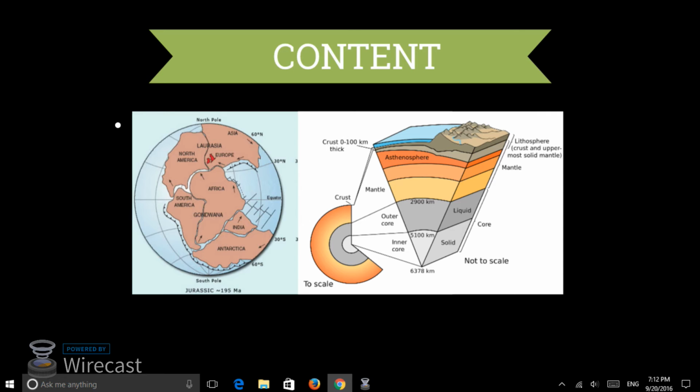Another aspect that you should know are aulacogens, which are basically failed arms of a triple junction of a plate tectonics rift system. This triple junction is supposed to form beneath a continental plate, and it'll initiate a three-way breakup of the continental plate. So it breaks up in three ways.